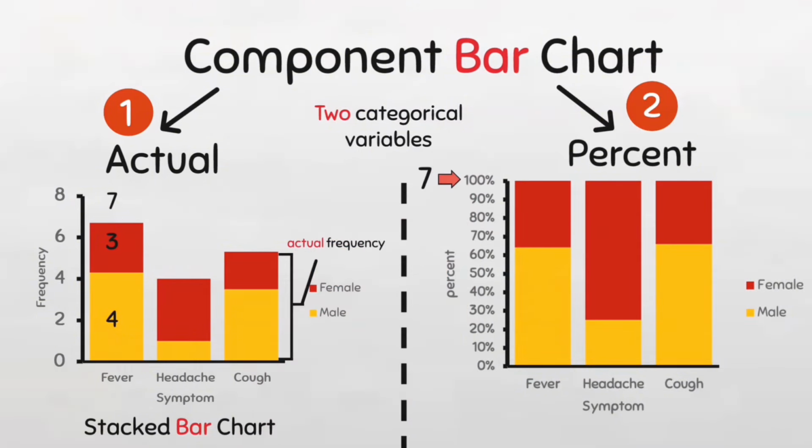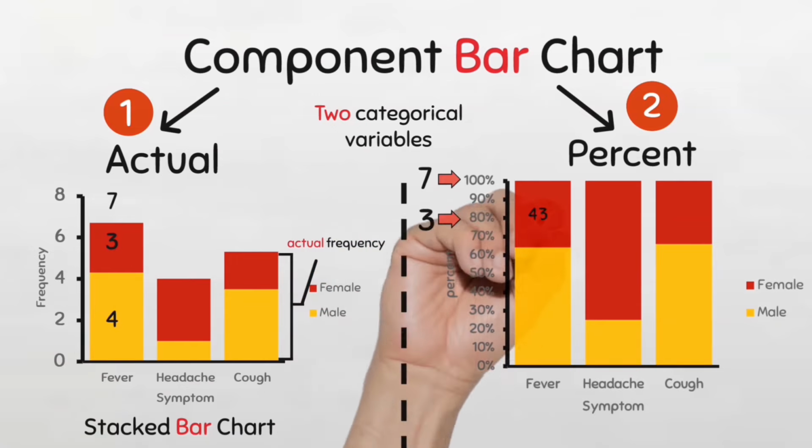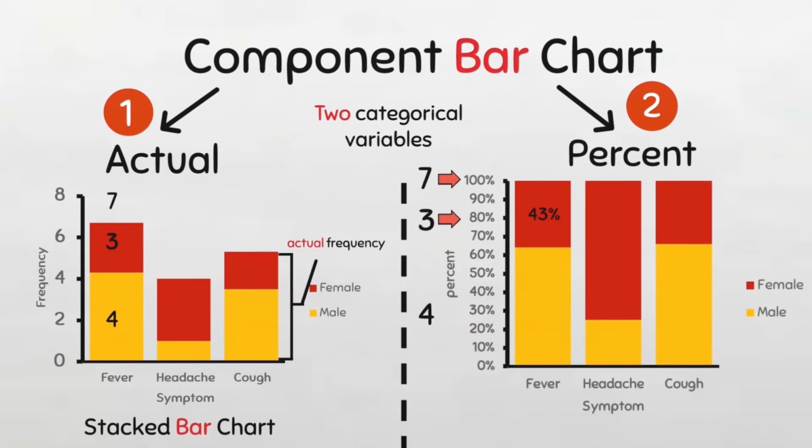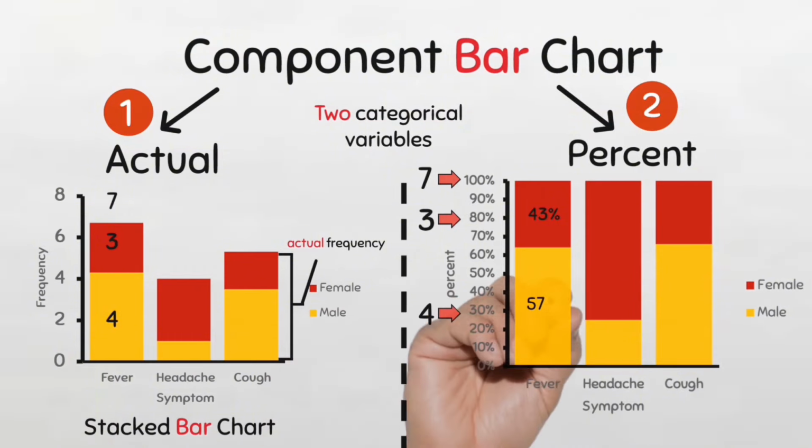And if 7 is 100%, and we know 3 out of 7 were females, what percentage is this going to be? So this will be 3 divided by 7 times 100, and that will be 43%. And for the males that are 4 out of 7 individuals with fever, this will approximately be 57%. So you see here, the actual values are not represented, but the percentage of the total for each category. The size of each component is the proportion of the total.